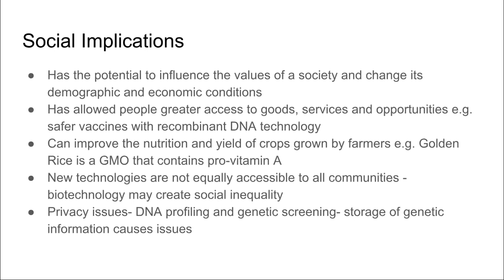Socially, we can also improve the nutrition and yield of the crops grown by our farmers. An example which we'll look at in class is golden rice. However, like I said before, they're not equally accessible to all communities, creating some social inequality, and there are also some privacy issues which come with it, especially when we're talking about DNA profiling and genetic screening.